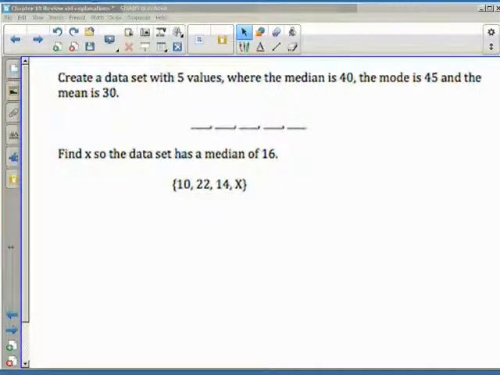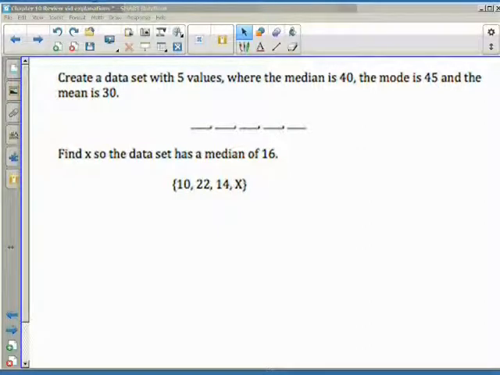And now that we've covered the meanings of some of these values and how they work when given a data set, we're going to do some interpretation problems on these next few slides. Might be a little bit challenging. You want to make sure you understand the meanings and how these values work together. So to start with, let's create a data set with 5 values where the median is 40, the mode is 45, and the mean is 30.